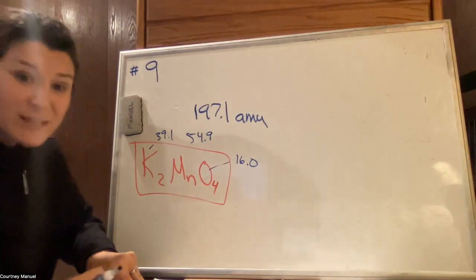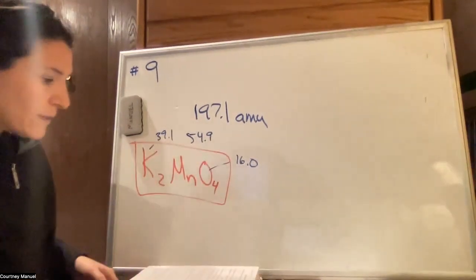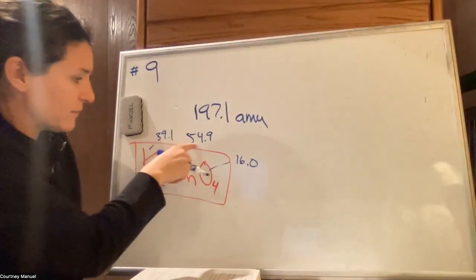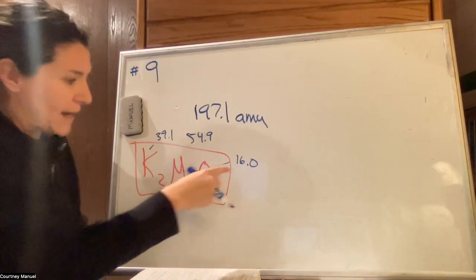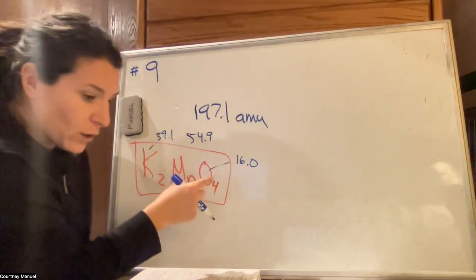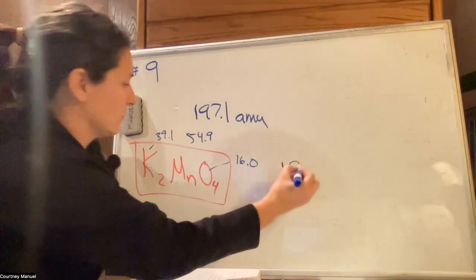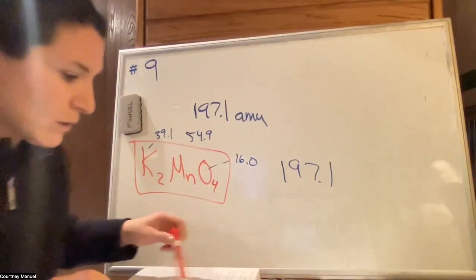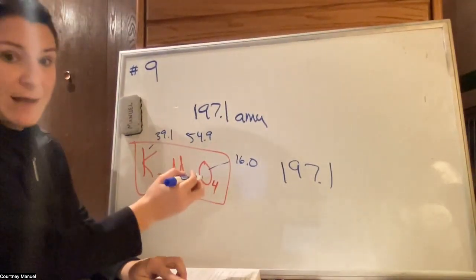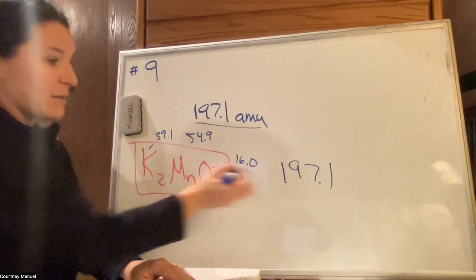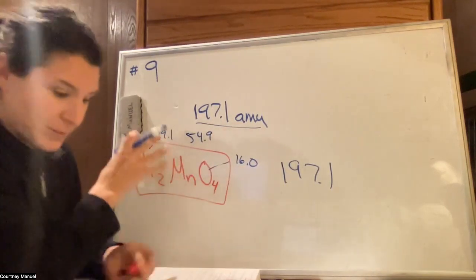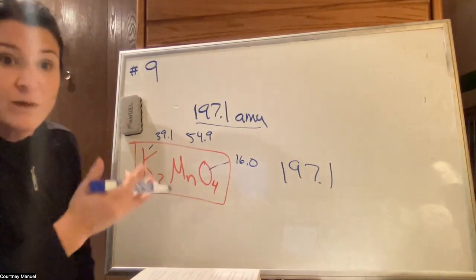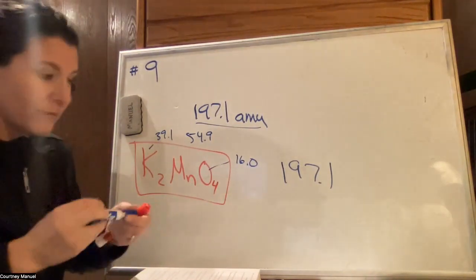So let's multiply those numbers and see how close we are to 197. 39.1 times 2 plus 54.9. There's just a 1 here. Add that to 16 times 4. You get 197.1. So because the molecular mass is the same as the empirical formula, this is both the empirical formula and the molecular formula. They're the same, which happens with a number of molecules, just not all of them.